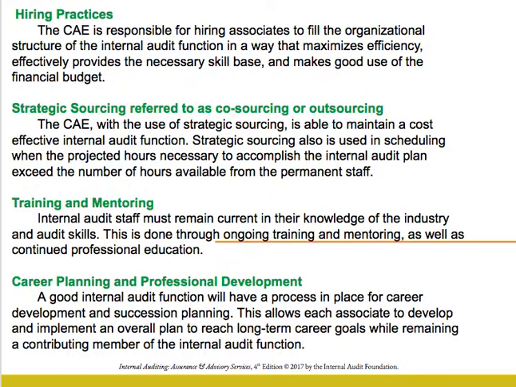The seventh aspect, but it's not the last aspect, is career planning and professional development. It's in addition to the training and mentoring required here. A good internal auditing function will have a process in place for career development and succession planning. This allows the associate to develop and implement an overall plan to reach long-term career goals, while remaining a contributing member of the internal audit function. So we need to consider that our team has goals.